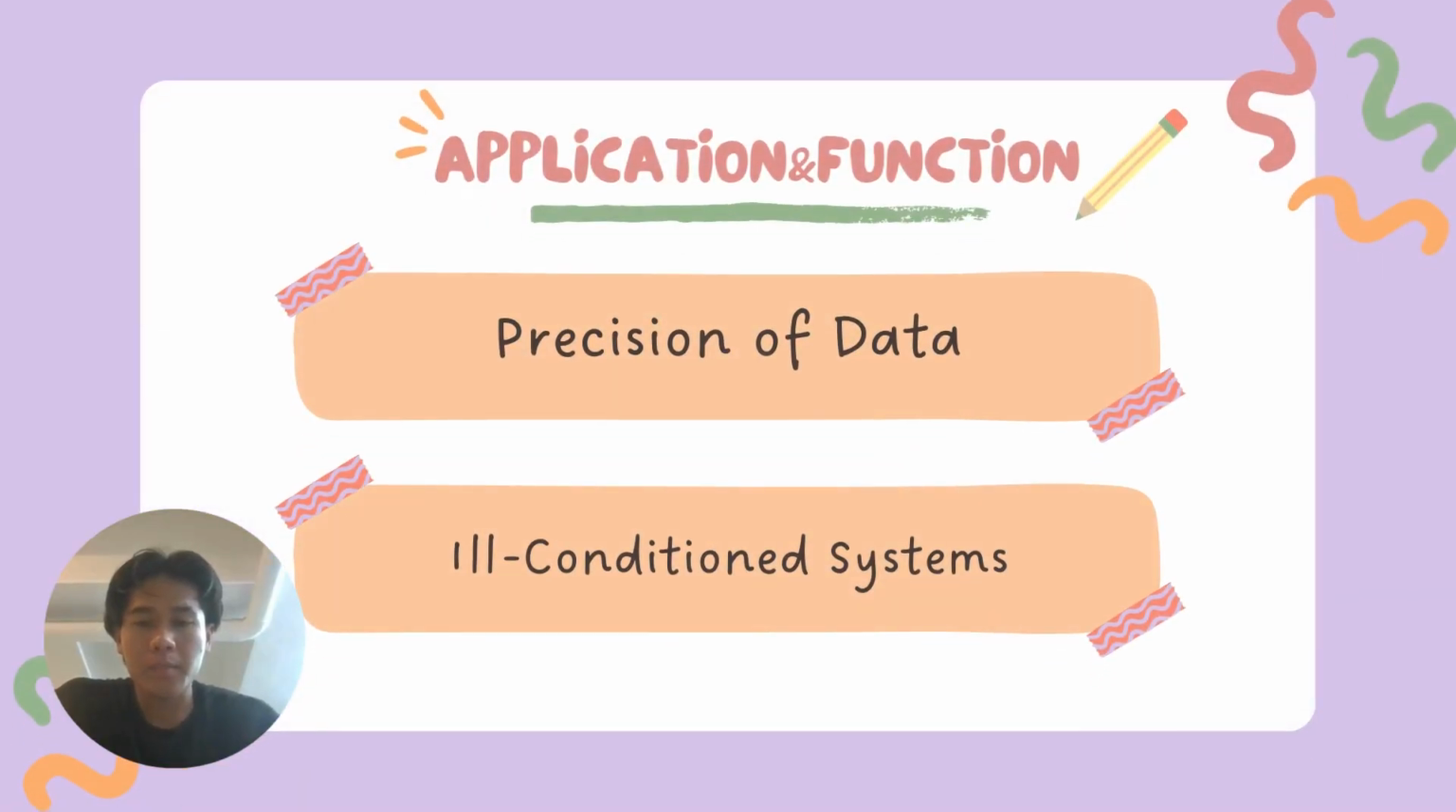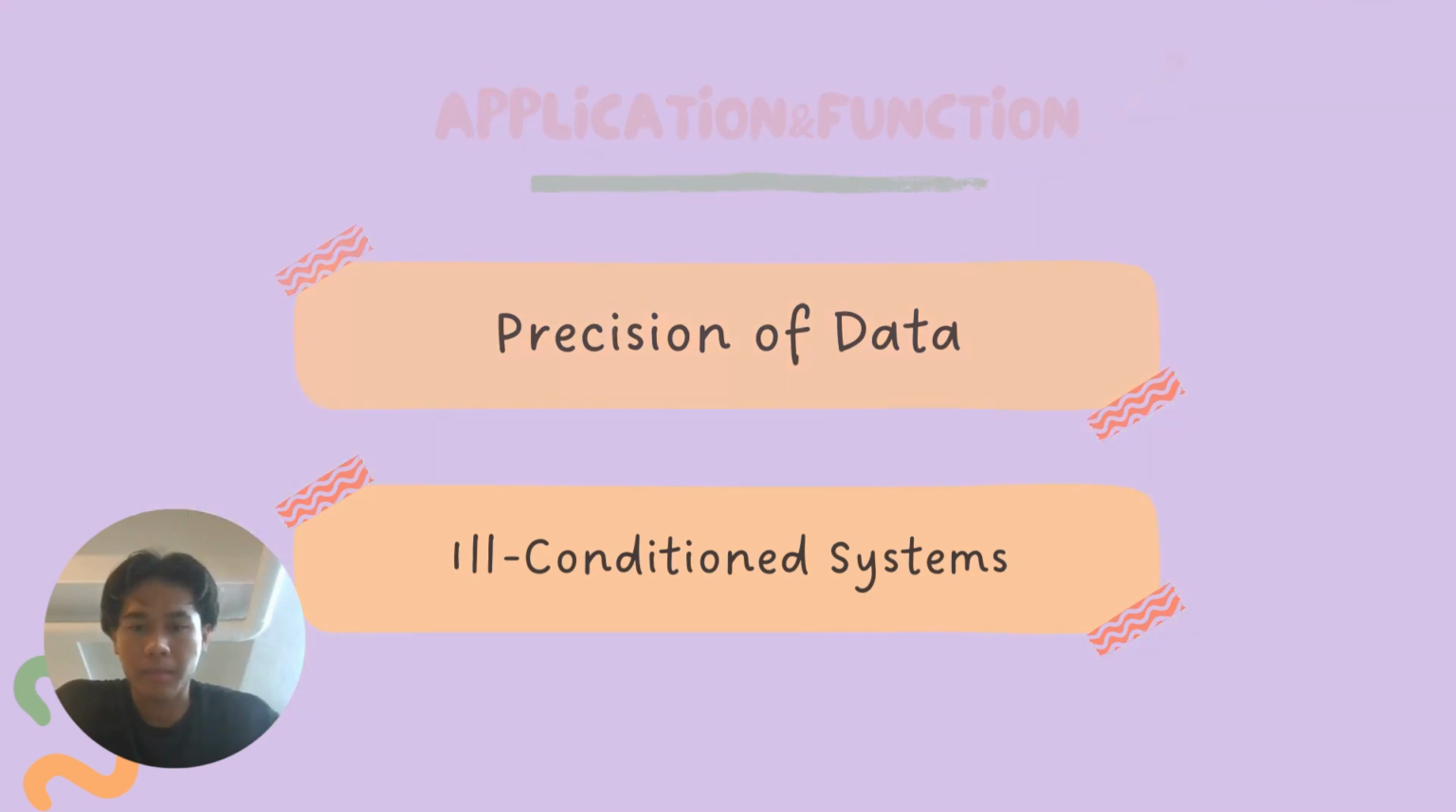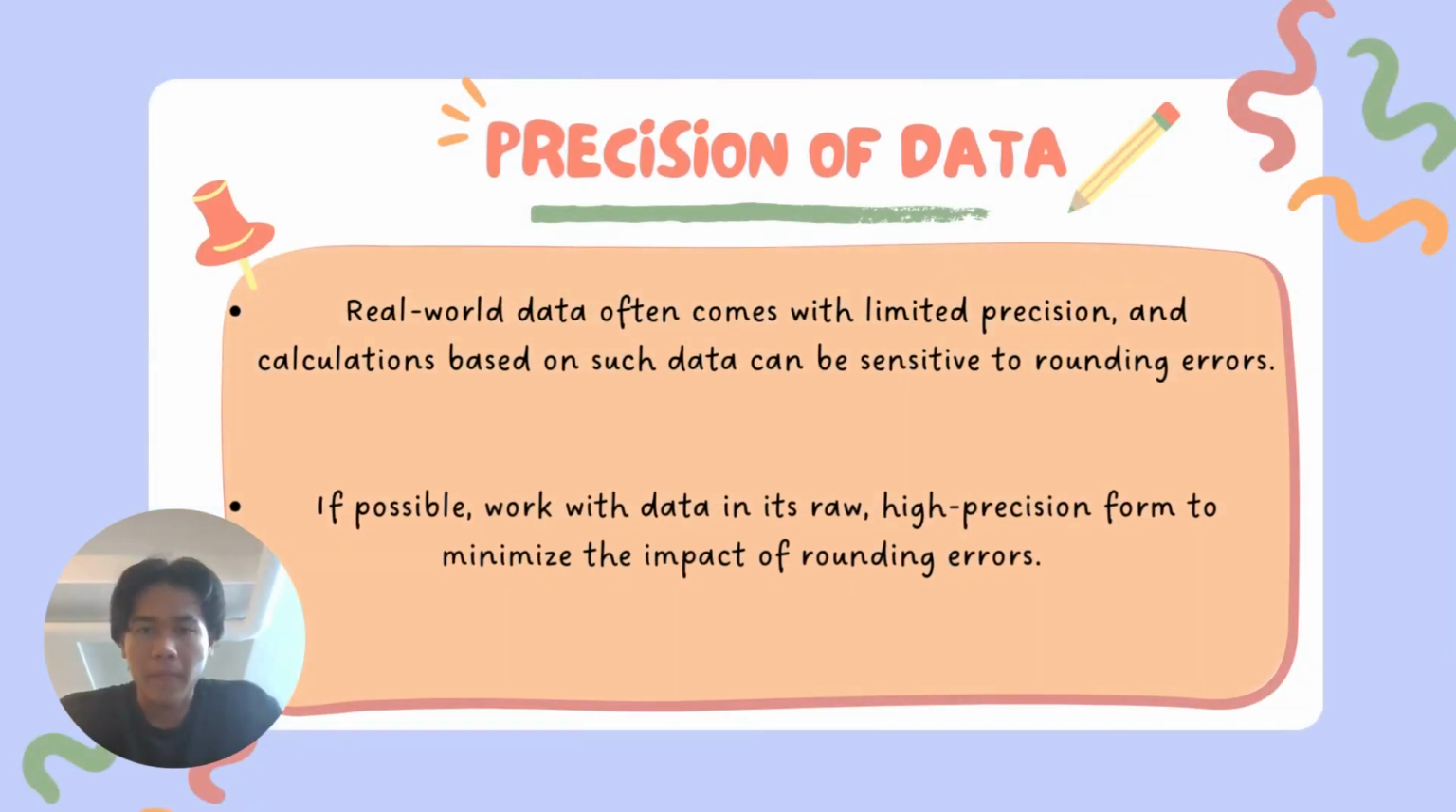Cramer's rule and determinant have many functions in the real world, but I will talk only about two of them, which are precision of data and ill-conditioned system. For the precision of data, real-world data often comes with limited precision, and calculations based on such data can be sensitive to rounding errors. If possible, work with data in its raw, high-precision form to minimize the impact of rounding errors. So basically, when using Cramer's rule and determinant, you need to work with the data in its raw form, so that you can eliminate or minimize the error that occurs in the data.